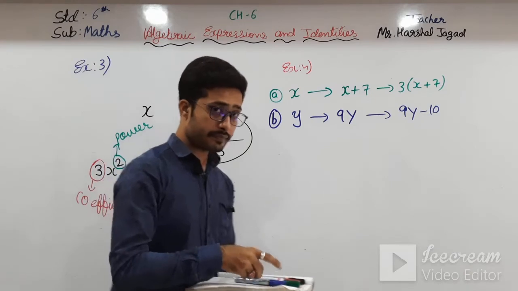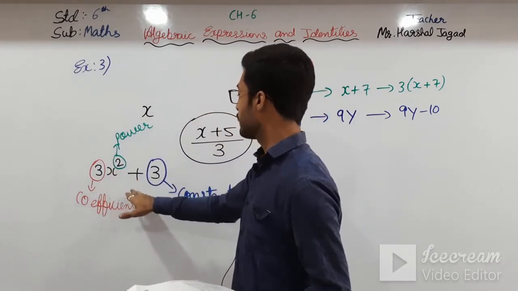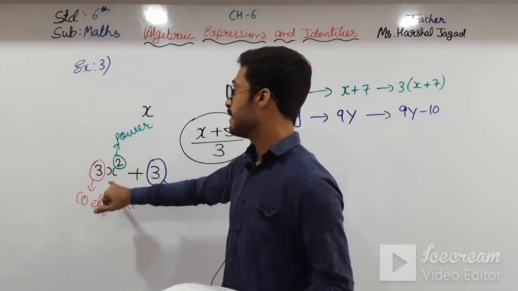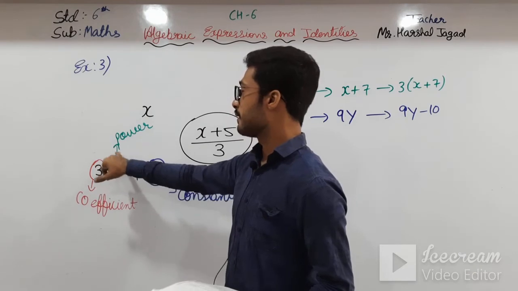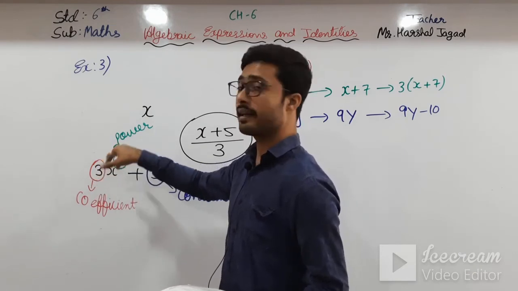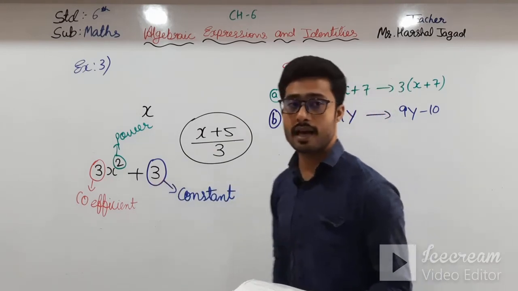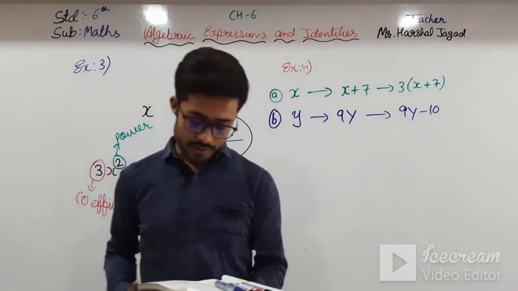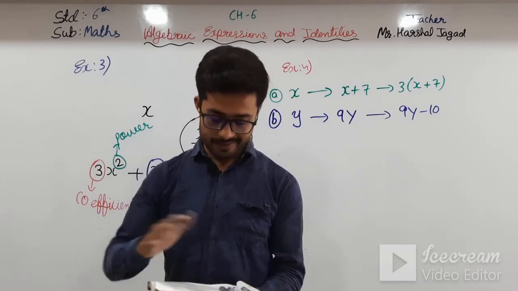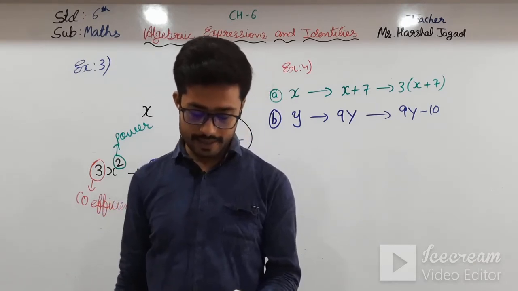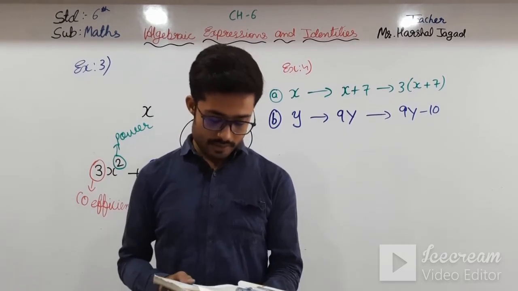See here, we have just seen, if I take 3x square plus 3, then what is coefficient? This 3 is coefficient. What is power? The x raised to anything is the power. And what is constant? That is 3, which has no variables. Okay students, next, reading the theory part, take the examples of monomials like 3x, 5x square, 8ab cube and so on.